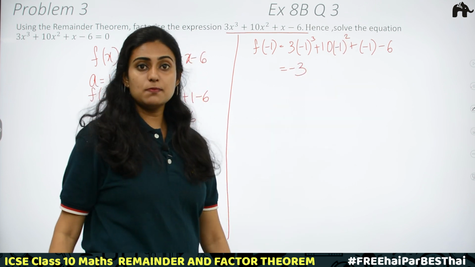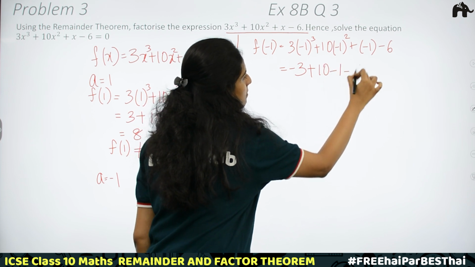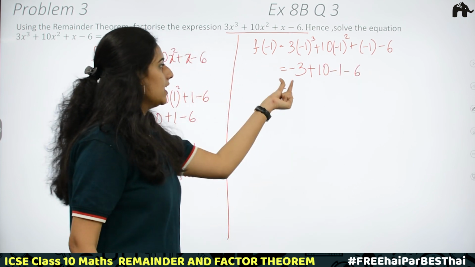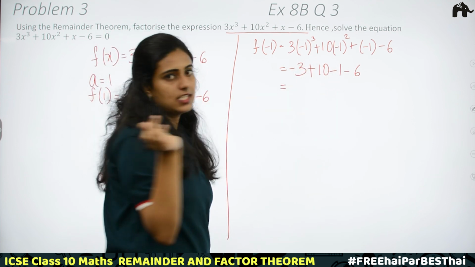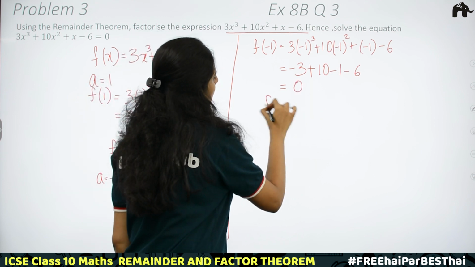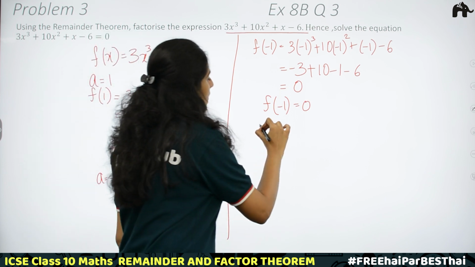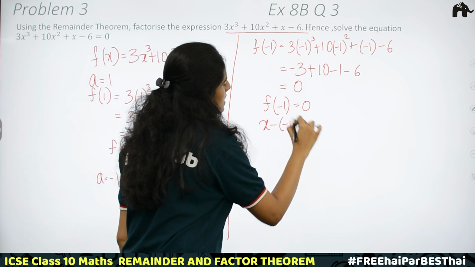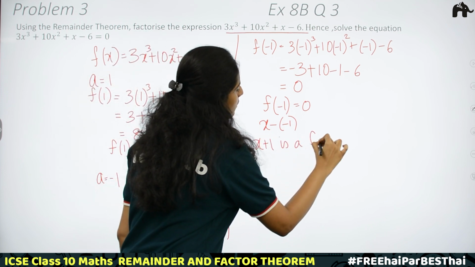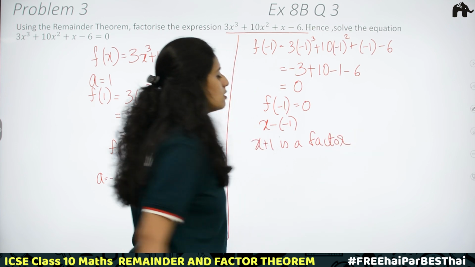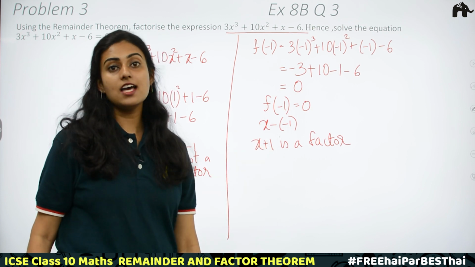Minus 1 square is plus 1 into 10, 10. Then we have a minus 1 and minus 6. That is equal to minus 3 minus 1, minus 4, minus 4 minus 6 is minus 10. Minus 10 plus 10, we get 0, which means f of minus 1 is equal to 0. If f of minus 1 is 0, then x minus of minus 1 is a factor, or x plus 1 is a factor. Okay, x plus 1 is a factor. We got one factor.